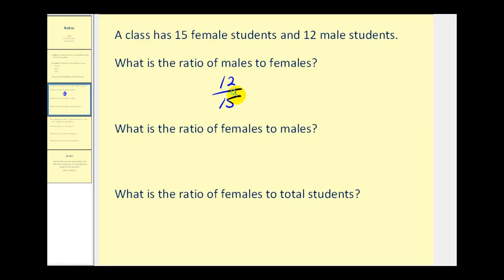Now, as mentioned before, most of the time ratios are in simplest form. So we can simplify this just like we would simplify the fraction 12/15. Since 12 is 3 times 4 and 15 is 3 times 5, we can see they have a common factor of 3, so the simplified ratio would be 4 to 5. If we want the ratio from females to males, that would be 15 to 12, which would simplify to 5 to 4.